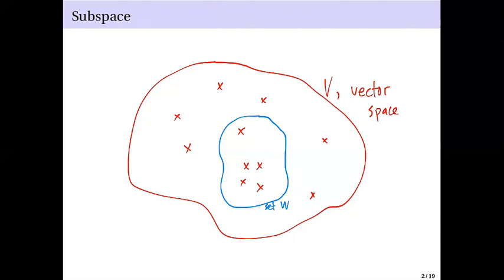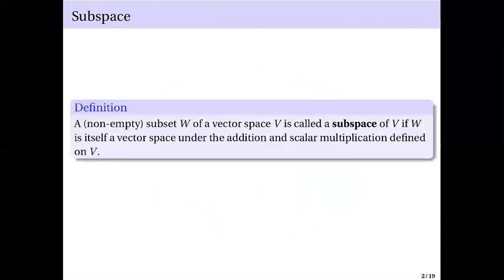So let us define this properly. A non-empty subset W of a vector space V is called a subspace of V if W is itself a vector space under the addition and scalar multiplication defined on V. So we say that the addition and scalar multiplication of W were inherited from the vector space V. It is a subspace because W is simply a subset of your vector space V.